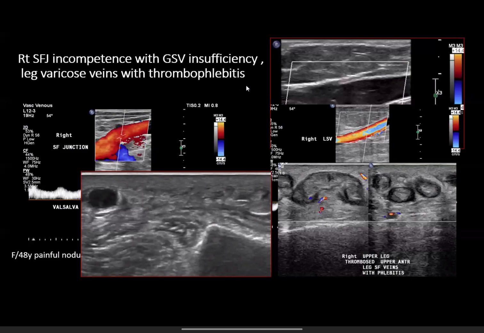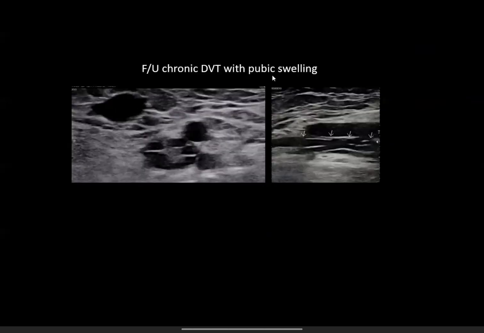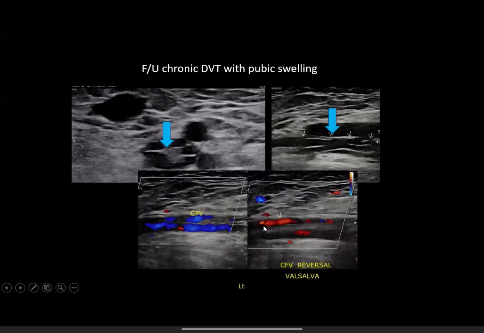Now this is a follow-up case of chronic DVT with pubic swelling. Patient is having a swelling in the suprapubic and pubic area. Now I can see the web-like intraluminal filling defect within the common femoral vein, which indicates chronic DVT. There is insufficiency of the common femoral vein. We can see reversal of the flow on Valsalva on color.